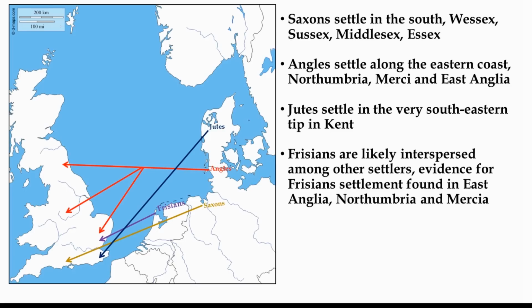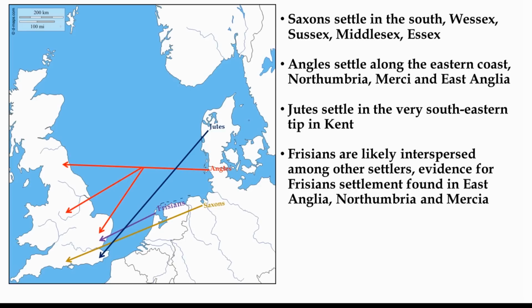With the Jutes, they developed Kent. The Saxons developed Wessex and Middlesex and Essex, for example. And the Anglians settled in Northumbria, Mercia, and East Anglia. And they wrote this down afterwards. But none of these kingdoms were formed solely by Frisians, which might be why we don't hear anything about them.